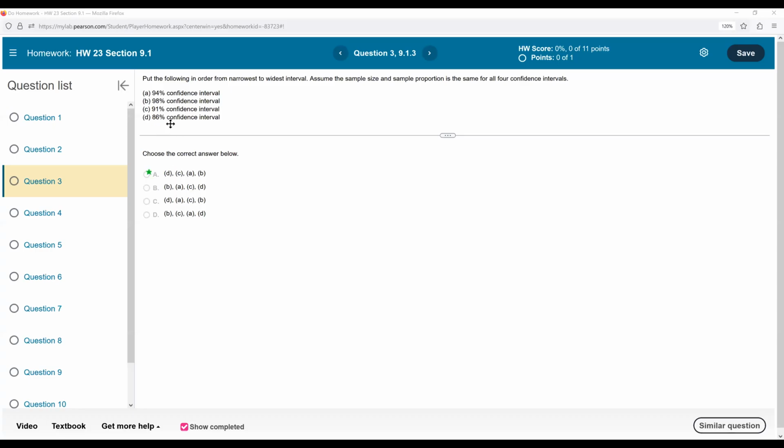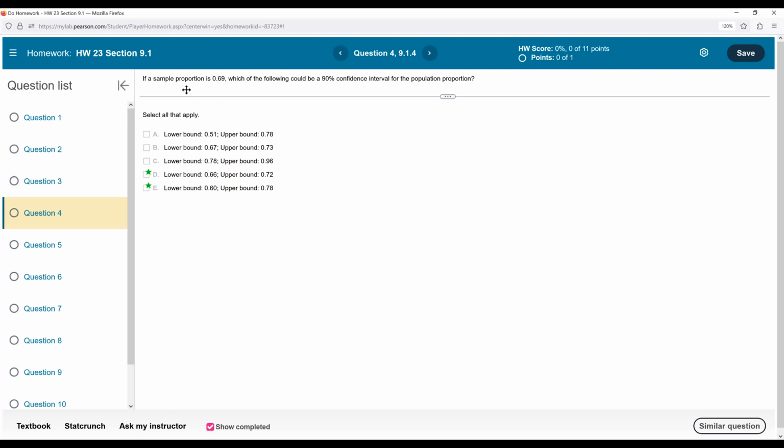Okay. Yeah, so anyway, I got lost in thought there. The lower the percentage, the narrower the interval. Narrow, yeah, there it is.